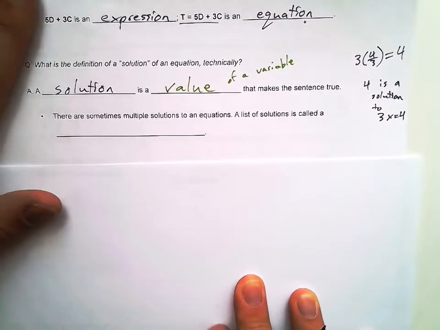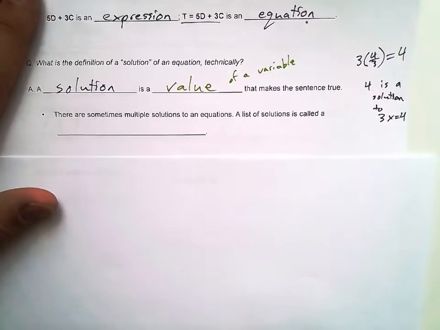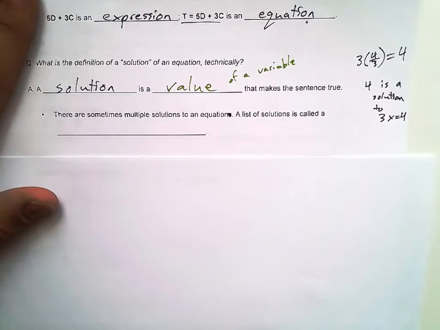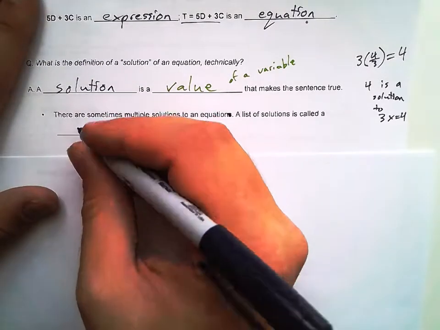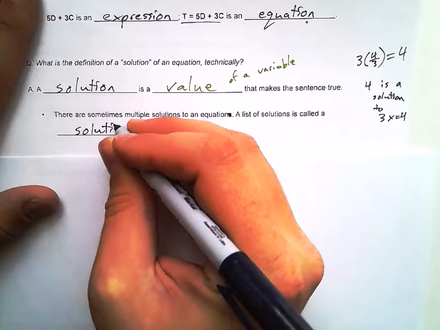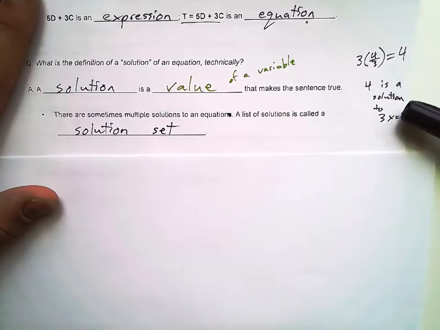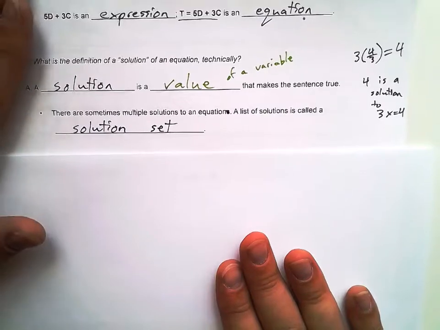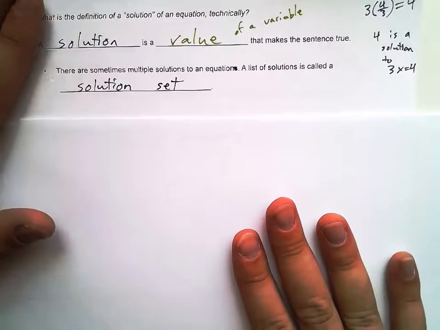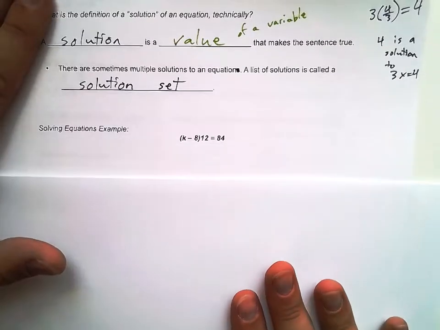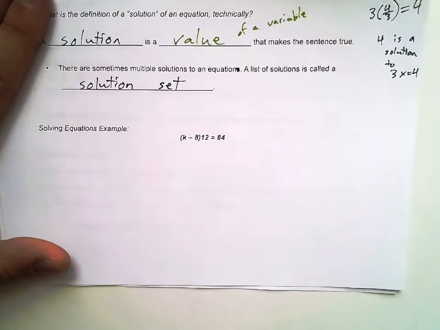There are sometimes multiple solutions to an equation. A list of solutions is called a solution set. This equation has only one possible solution, but for some equations, as we'll see later on, there can be multiple answers that are all correct, and they're all solutions. Okay, this example, then we'll be done.